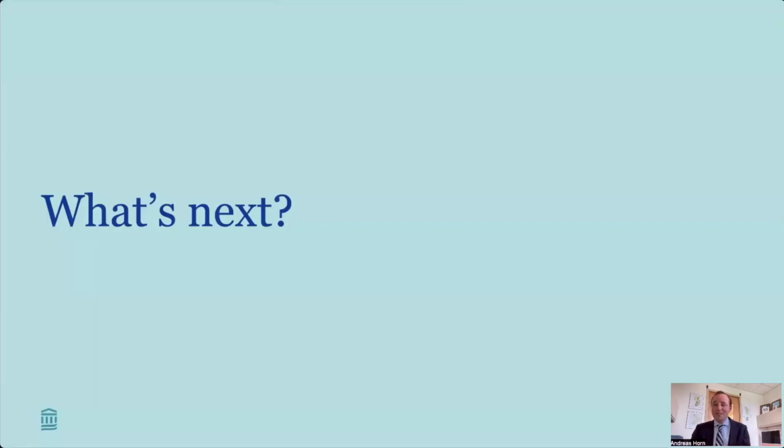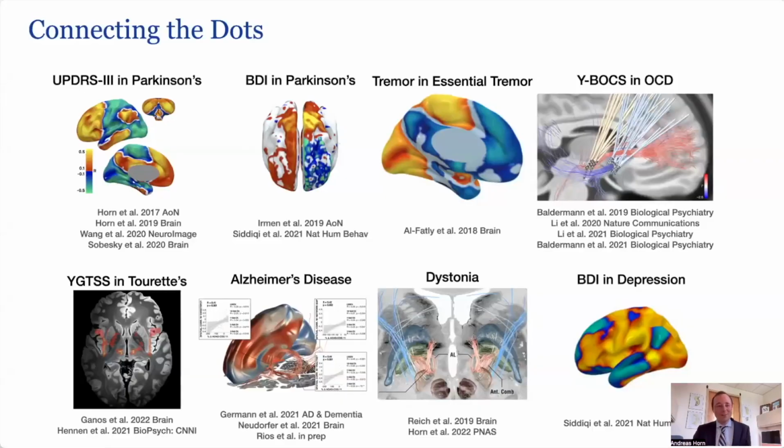So I want to conclude with what's next. That's always the most fun part. I can just talk about new cool things we're doing. So one challenge of the lab would be to connect the dots, right? We have these maps, as I just mentioned, for many diseases. We want to archive them better, to come up with a symptom network library and cross-link them.